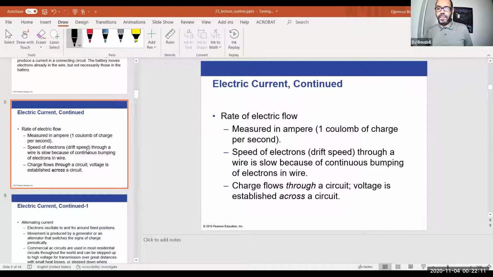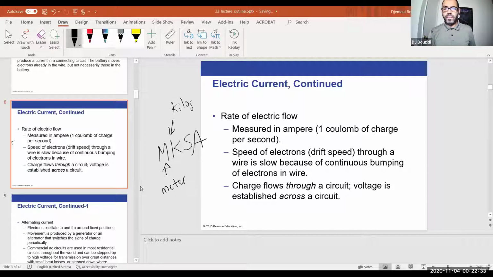The current is measured in amps, and I already mentioned that. In the system of units that we use to measure any units, we usually use the M, K, S, and A. M for meter, K for kilogram, S for second, and now we have this unit, the ampere. The picture is completed now.